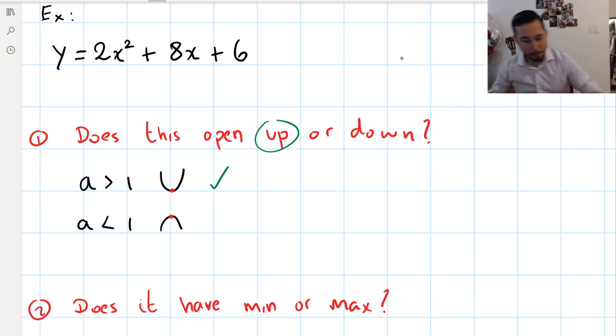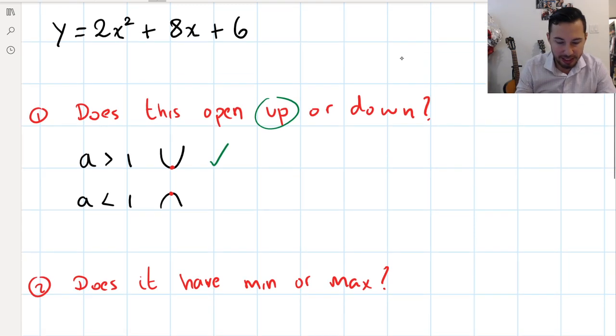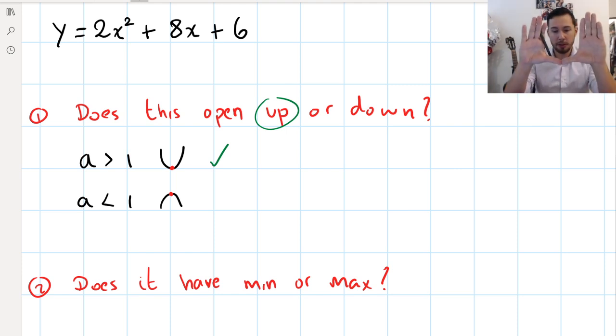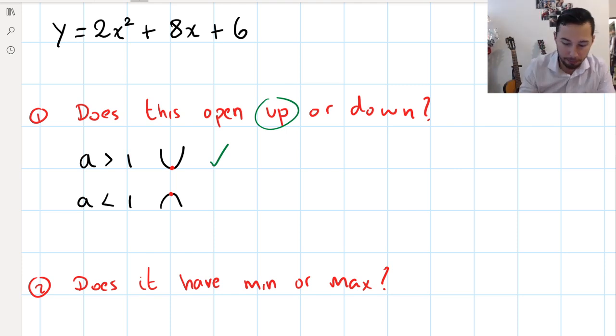All right, so does this have a minimum or a maximum? Well, because I know that I have an upwards parabola, I'm going to have a minimum value.